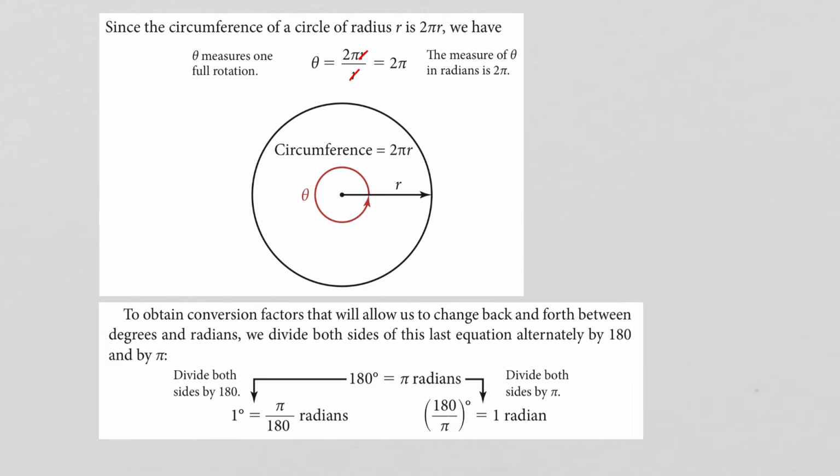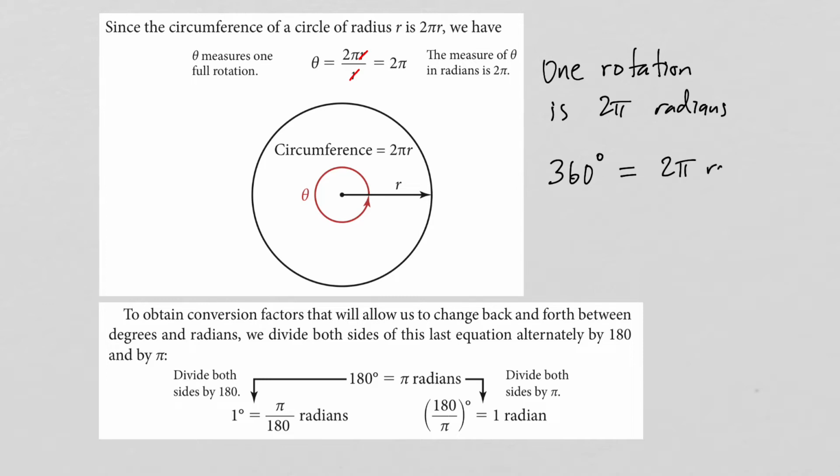So what that means is one rotation is 2 pi radians. And what this allows us to do then is we can come up with an equivalency. We know that 360 degrees is also equivalent to one rotation. So 360 degrees is equal to 2 pi radians. Now, if you take that relationship and divide both sides by 2, you come up with 180 degrees is equal to pi radians. And that's what you see down below here.